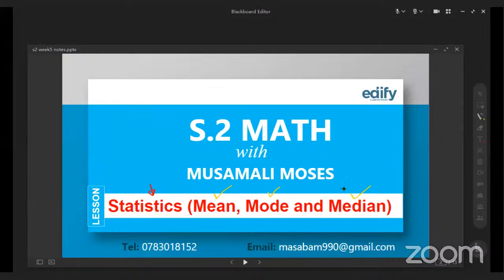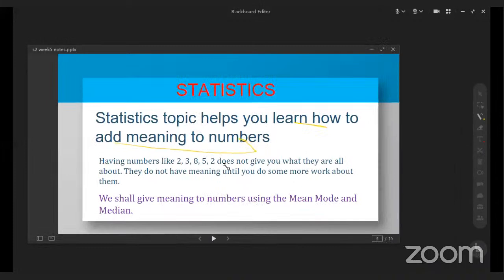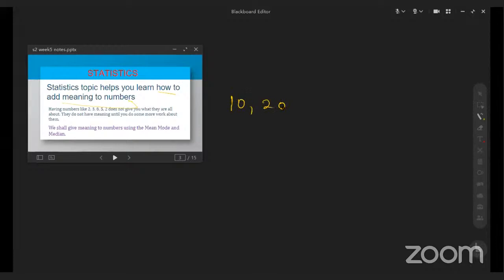Now, when we talk about statistics, in most cases, this topic helps us to learn how to add meaning to what? To numbers, okay? It helps us to learn how we can add meaning to numbers. When you have numbers like maybe 10, 20, 30, maybe 5, 7, 8, and so on, and you just have these numbers there like that, and you haven't said anything about them, you haven't manipulated them, these ones do not have any meaning.